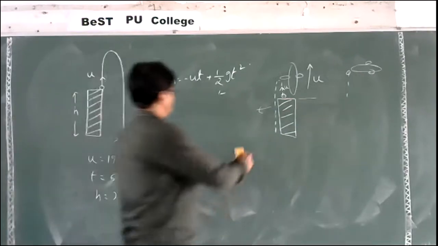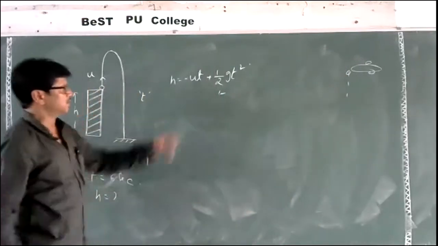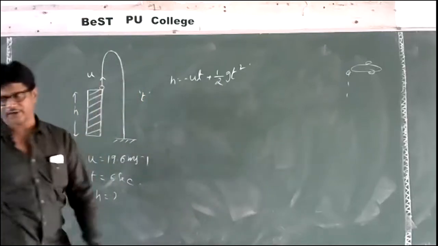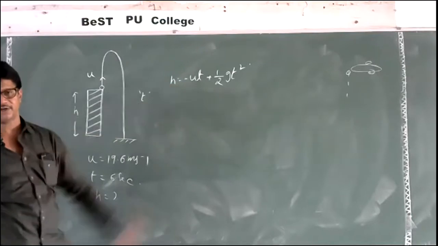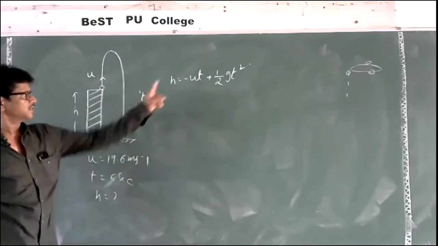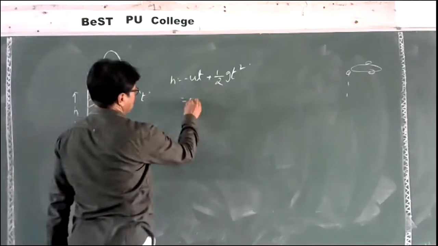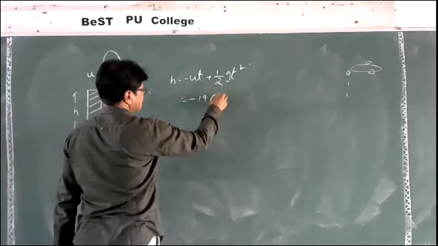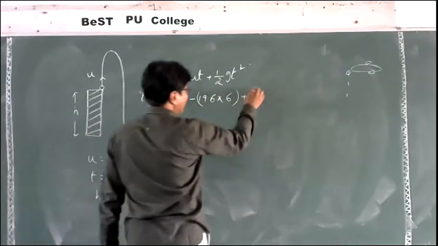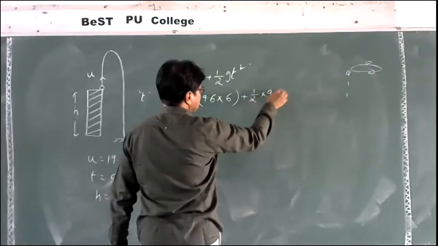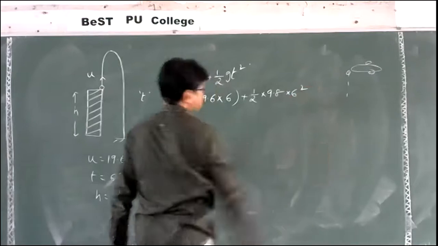Now we have to substitute the values. H is equal to minus ut plus half gt square. Whenever you project a body from a certain height, this is the formula to find the height of a tower. Already we derived, H is equal to minus ut plus half gt square, where u is equal to 19.6, t is equal to 6, plus half, g value is 9.8, t value is 6 square.